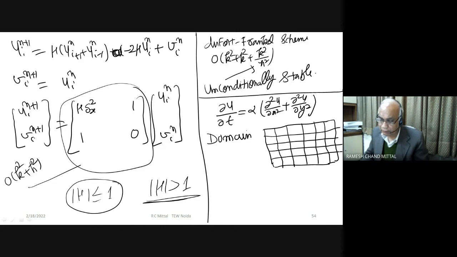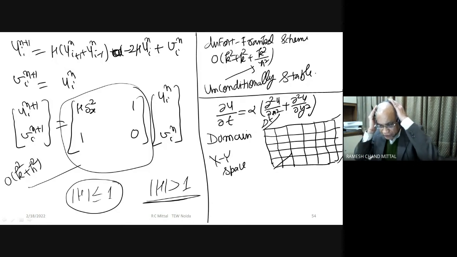This is my xy space, and my time axis will be perpendicular to this. So things will go perpendicular to this, and you will have another strip like this square. This is my delta t or k. Now I want to derive a scheme for this. Then h I derived here.